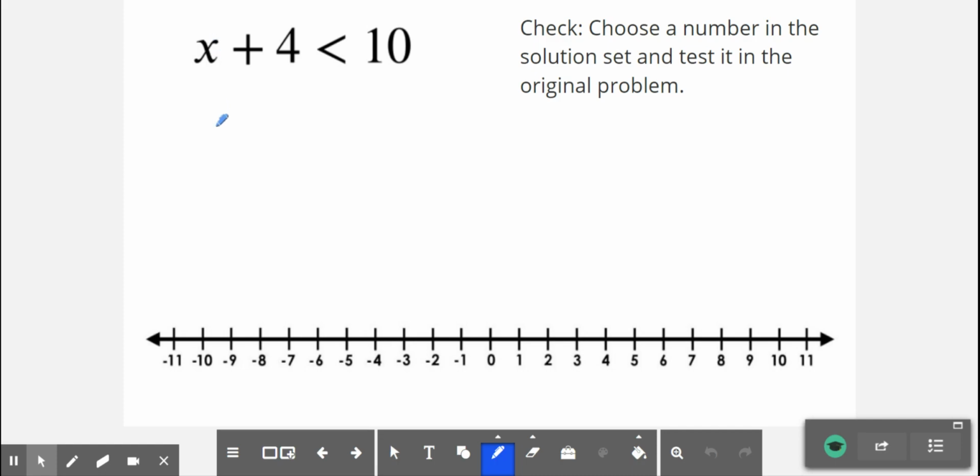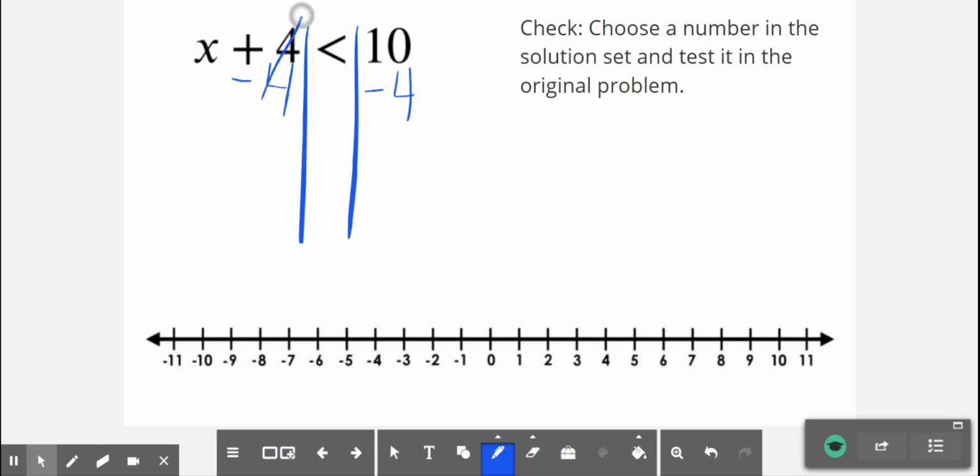To solve this, we're going to start out just like we do with equations with the railroad tracks, and we can subtract 4 from both sides to isolate x. So 4 minus 4 is 0, and we're left with only x on the left side. And we can bring down the same symbol. We don't switch it to an equal sign. And 10 minus 4 is 6. So this means that any number less than 6 will make this inequality true.